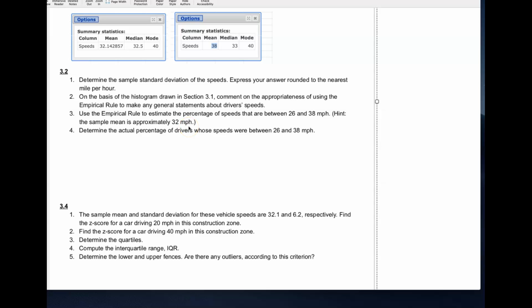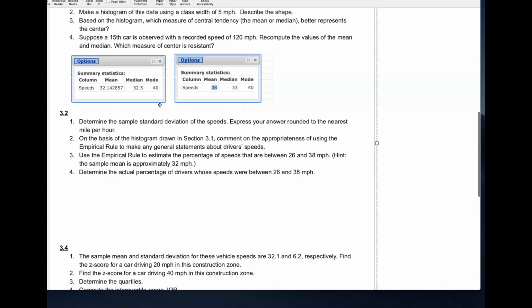Let's go ahead and take a look at the questions for 3.2 and a topic of measure of spread. How spread out are the values? We measure it through standard deviation, and then the rules like the empirical rule that comes with that. The first thing we want to do is look at that same data we have and determine the sample standard deviation of the speeds, expressing your answer to the nearest mile per hour.